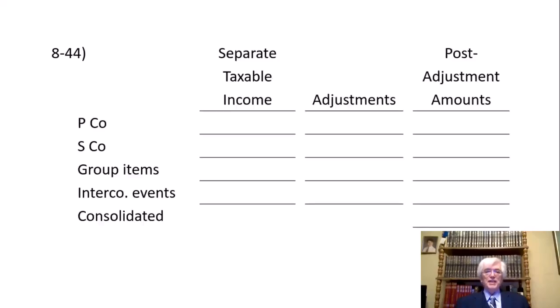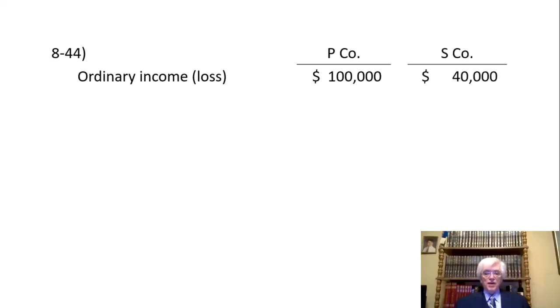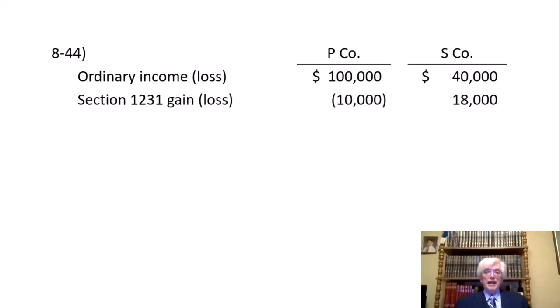This is our worksheet. Looks just like the one I just showed you a moment ago, except that we put PICO and ESCO in there for the parent and the sub. Ordinary income and loss, we can read that right off of the problem. For PICO, it's $100,000 ordinary income and loss. ESCO is $40,000. There's some Section 1231 gains and losses, a $10,000 loss for P and an $18,000 gain for S. Capital gains and losses, we have a $5,000 gain for P and a $3,000 loss for S.